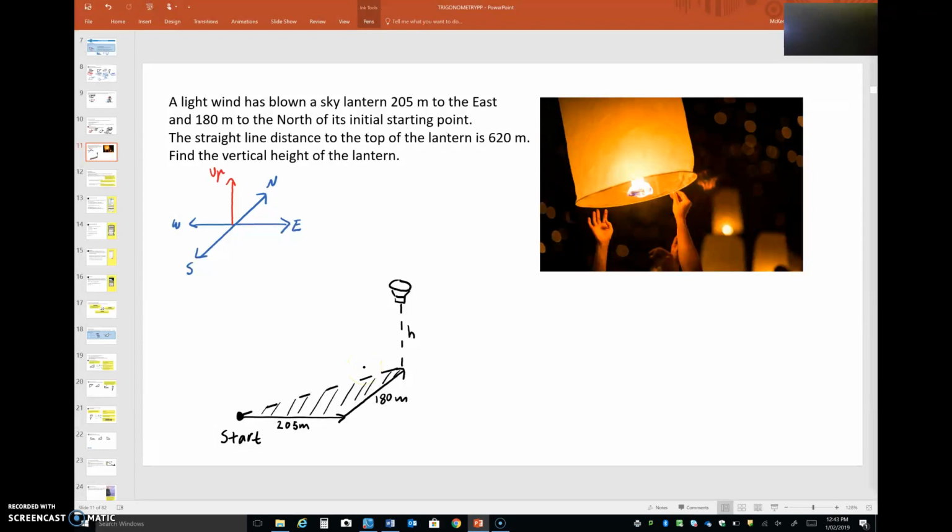before we do that, we are given some other information. The straight line distance to the top of the lantern, 620 metres. So that's from the start. It's probably not all that obvious the way they've written that, but we should state that straight line distance to the top of the lantern. So from here, from the start, straight up like this, is 620 metres. So if you were standing on the ground and you looked up at the lantern, the distance away would be 620 metres into the air.